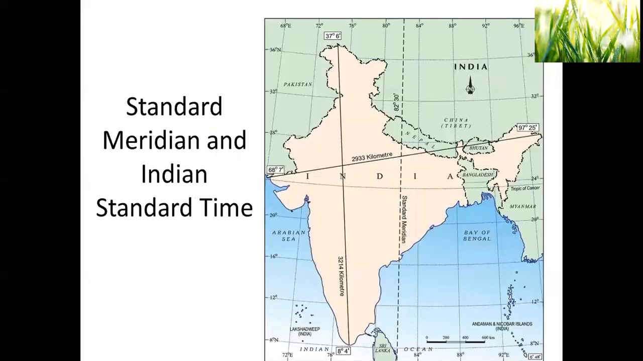Now coming to an important section of the lesson, Standard Meridian and Indian Standard Time, what it is actually. You can see here, children, this end is Arunachal Pradesh, which falls in the far east of India. And what is the far west of India? The point is Gujarat. So we all know the sun rises in the east. So where will the sun rise first? It is here in Arunachal Pradesh.